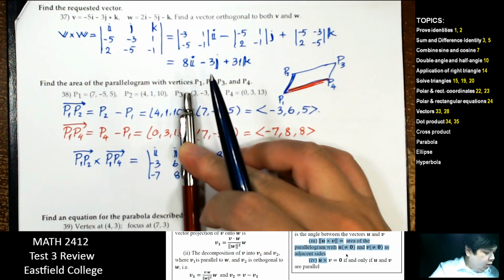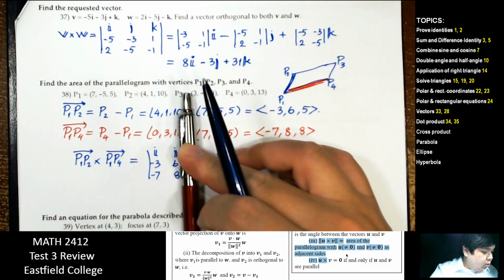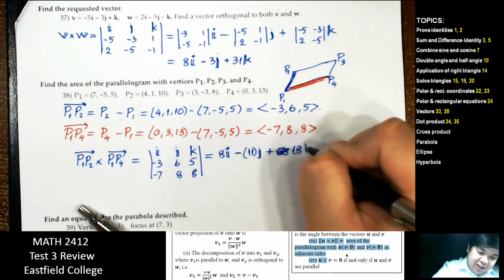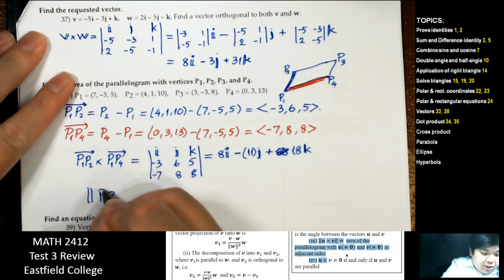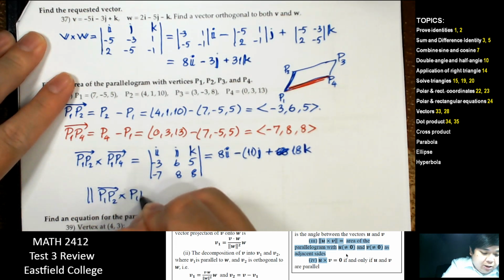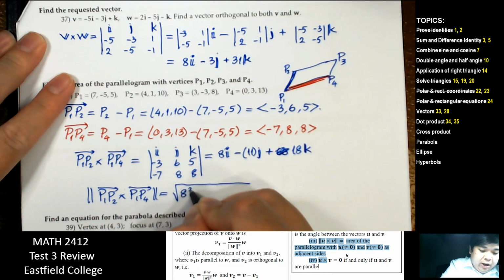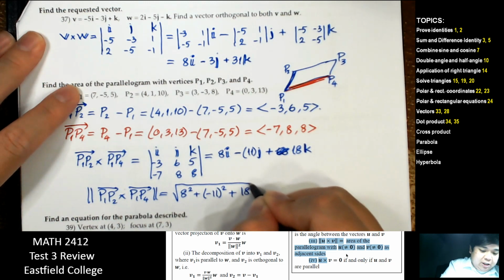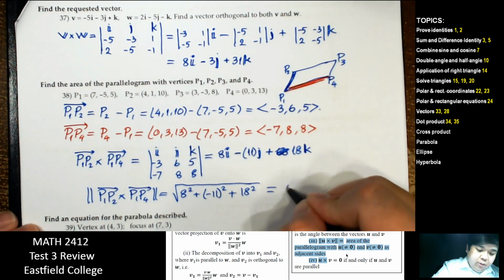Sorry, 42 minus 24, that is 18, 18k. Right. And then we find the magnitude of that. 11 squared, 18 squared. It's 509.